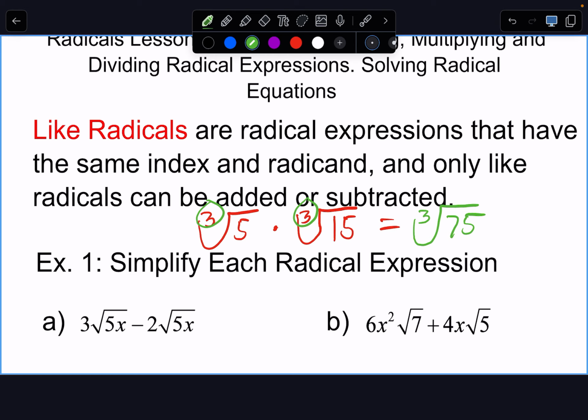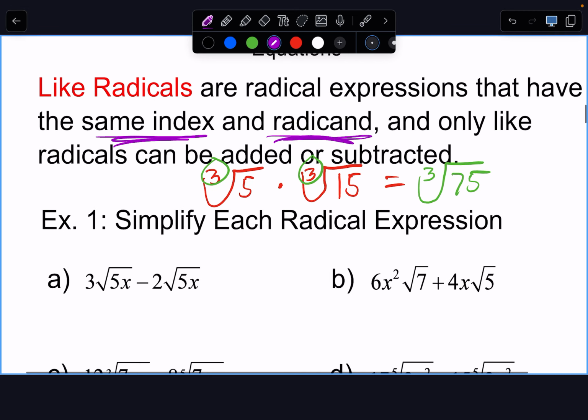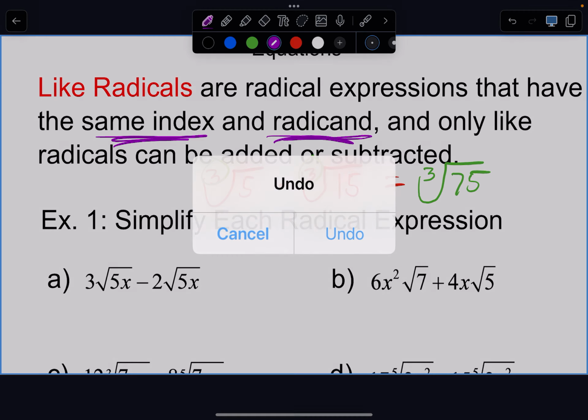They're not like terms. So in order for them to be like radicals, guys, they have to have the same index and the same radicand. And that's literally it. Once you have like radicals, brothers, now you can start adding or subtracting the coefficients.